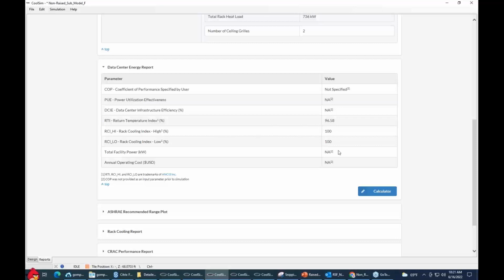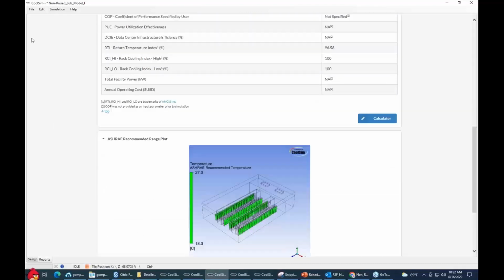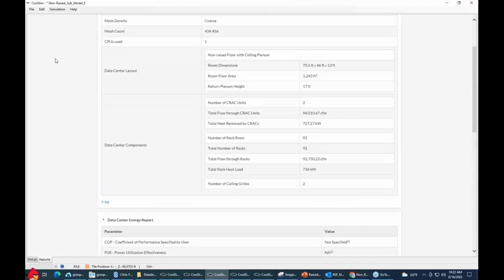And also, I'm showing no issues here with temperature. So RTI high is 100%. All three of these are optimization parameters. All three should be 100. And if you look, my rack numbers here look pretty good right now.